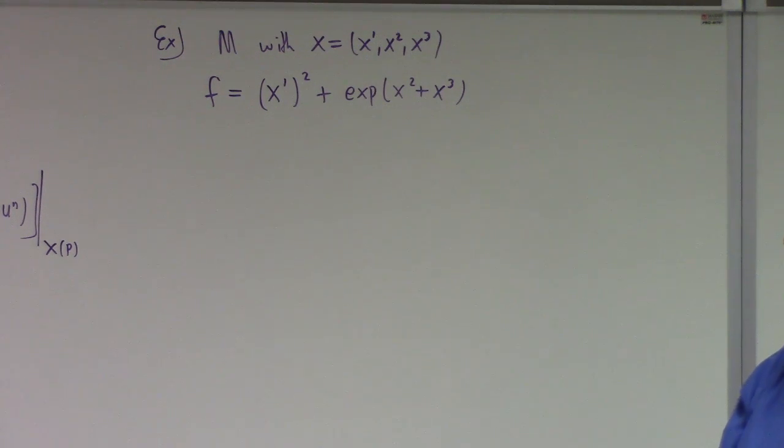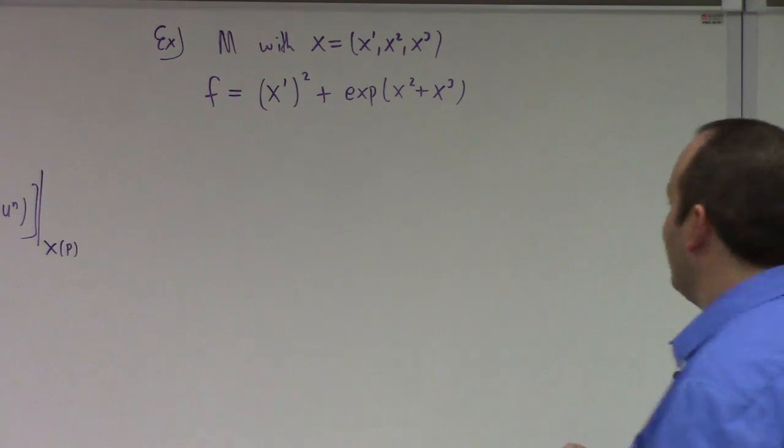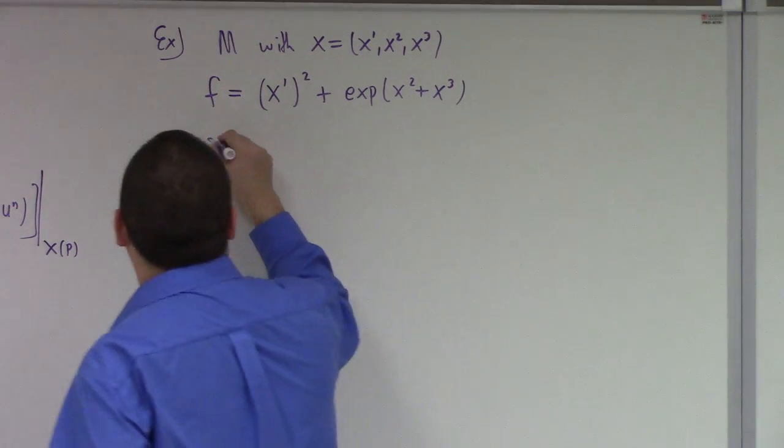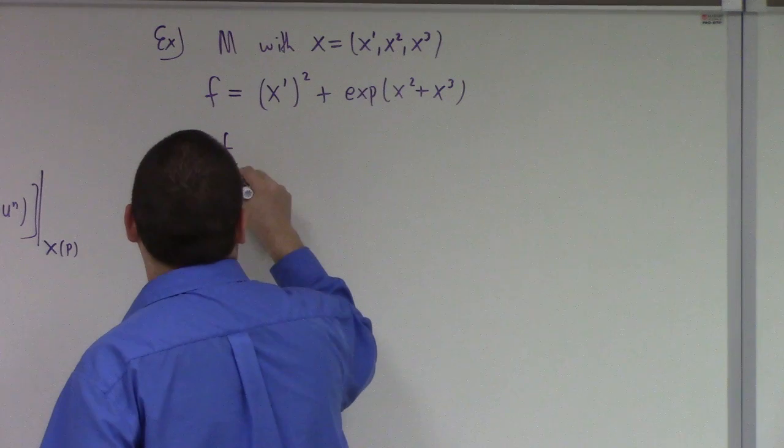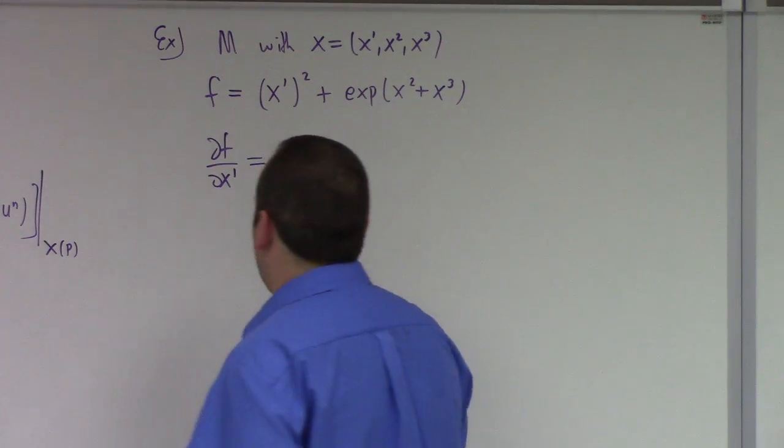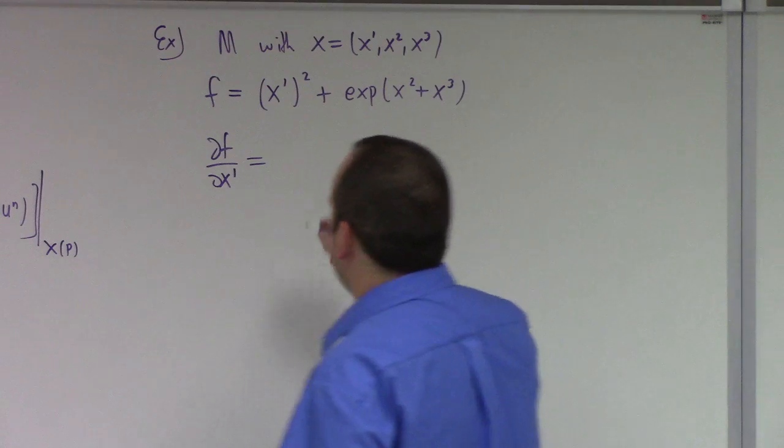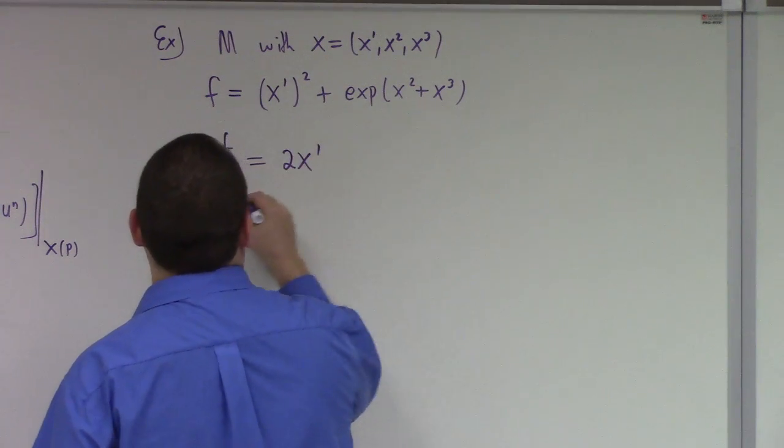What is it, Joe? Just okay. And then if you were to calculate partial f, partial x1, what would you get? 2x1. See, Joe, you can do manifold theory.